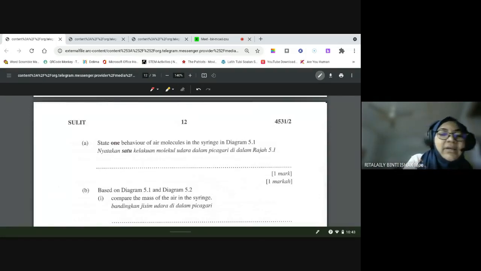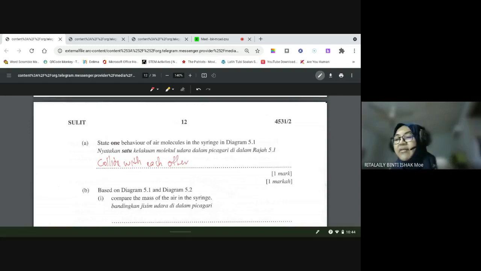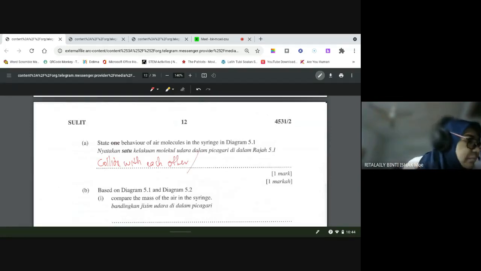Okay, one is collide with each other. Yes, move with random direction or move randomly. Or move freely and randomly. Yes, collide with the wall. Boleh juga. Okay, so behavior of air molecule: move randomly, collide with each other, collide with the wall. Okay, mana-mana satu diterima.